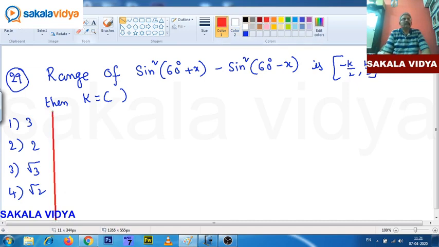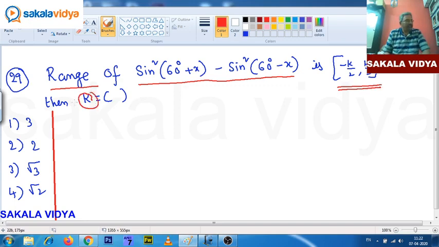So the range of sin square of 60 degrees plus x minus sin square of 60 degrees minus x is equal to minus k by 2 comma k by 2. Then we need to evaluate the k value. Within 2 days I will start second year classes. Okay. Maximum how? Okay, maximum means you need to substitute the minimum.